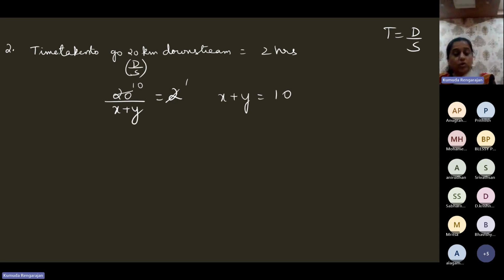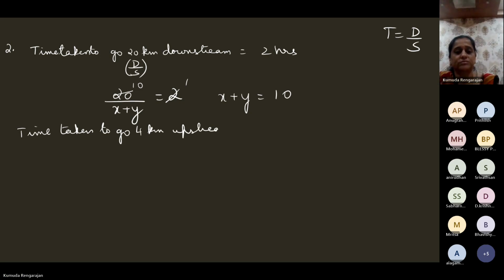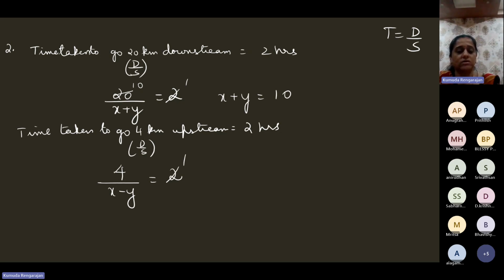Time taken to go 4 kilometers upstream is equal to 2 hours. That also is 2 hours. So time is distance by speed. Distance is 4 kilometers, by speed, x minus y upstream, is equal to 2. 2 ones are 2, 2 twos are 4. On cross multiplying, we have x minus y is equal to 2.